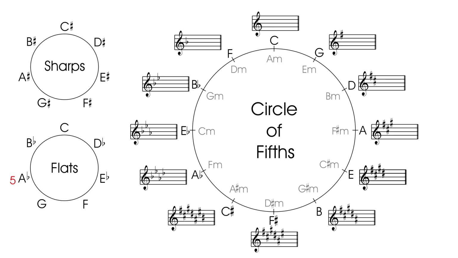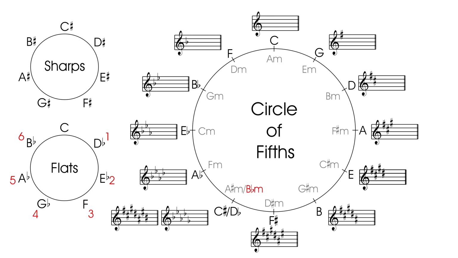If A flat is 5, then 8 is D flat. Count up 4 and lower G to G flat. The key signature of D flat has 5 flats: B flat, E flat, A flat, D flat, and G flat. 6 up from D flat, the relative minor of D flat major is B flat minor.